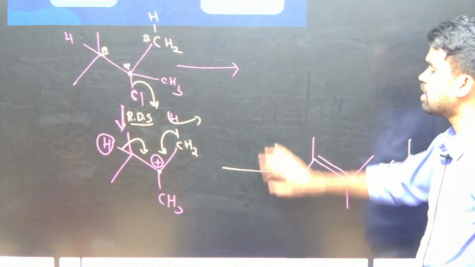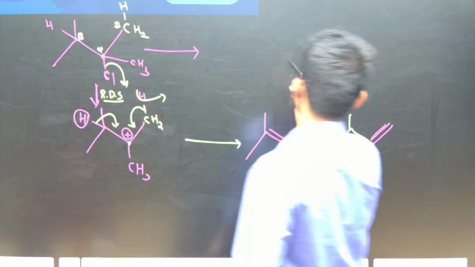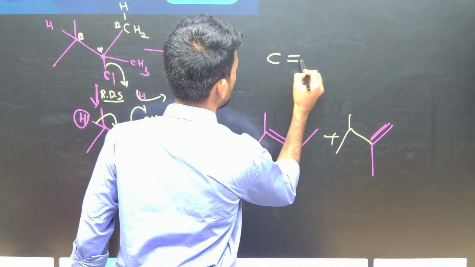Okay, now out of these two, which is the major and which is the minor product, they will ask. Which is the major product formed during the reaction, they will ask. How do we answer that? See, it is an internal alkene. Internal alkene means the double-bonded carbons, C double bond C, are there.